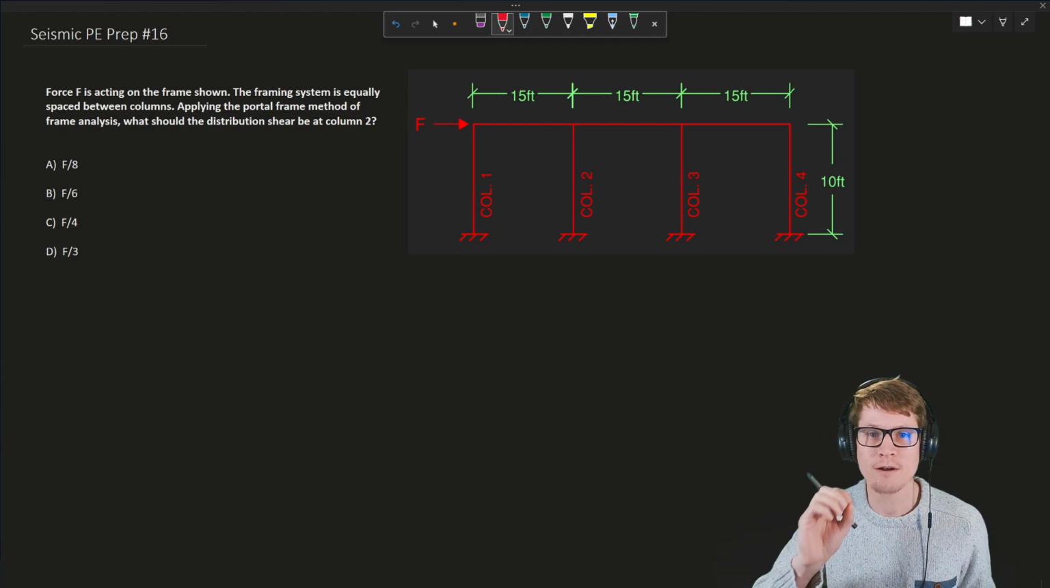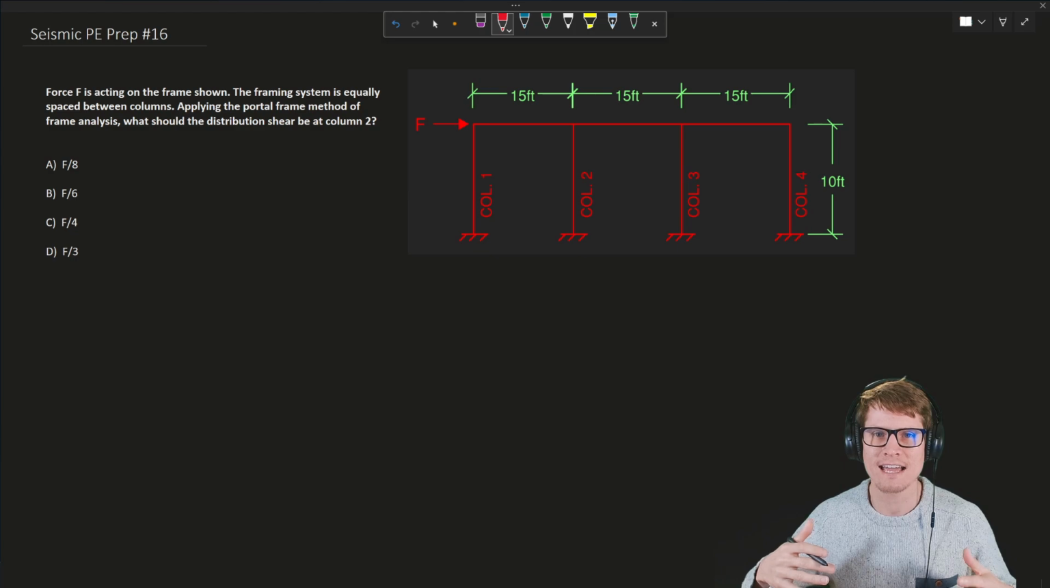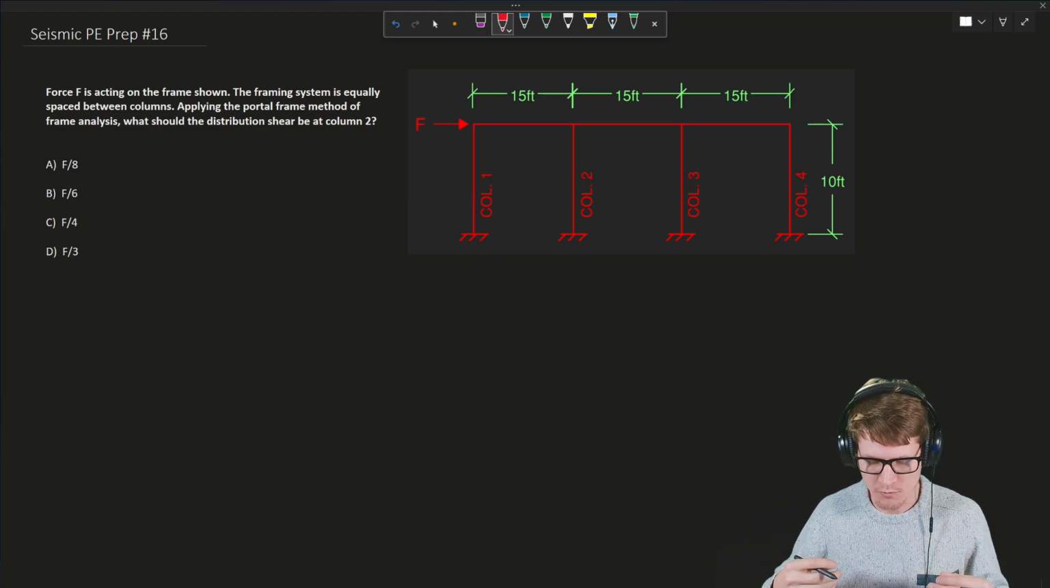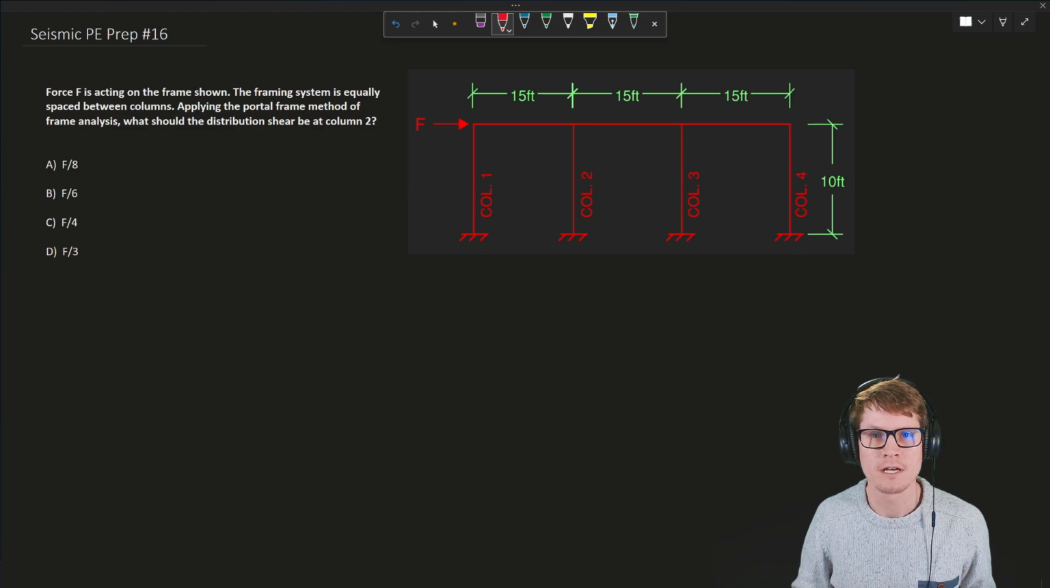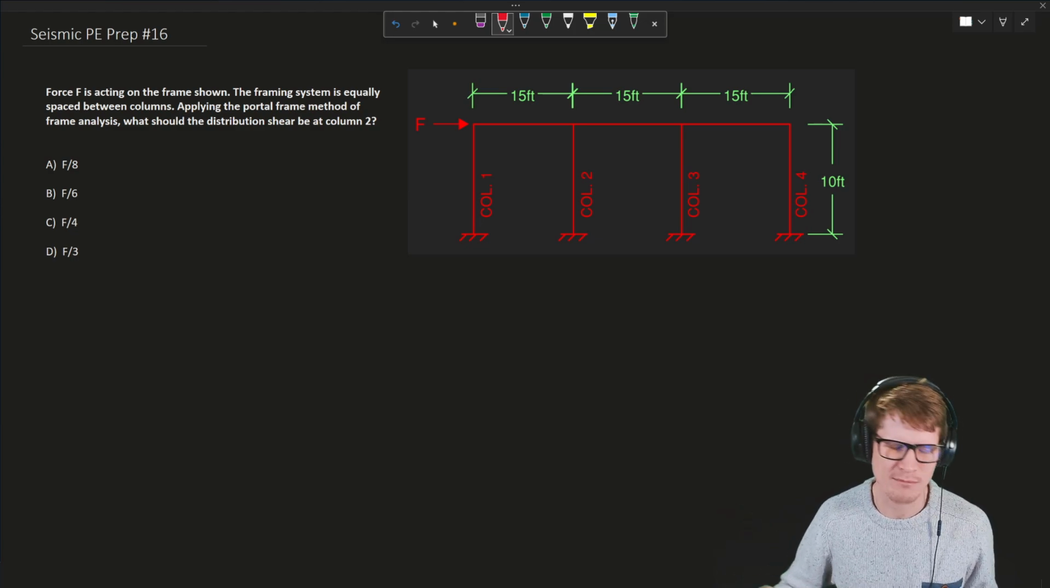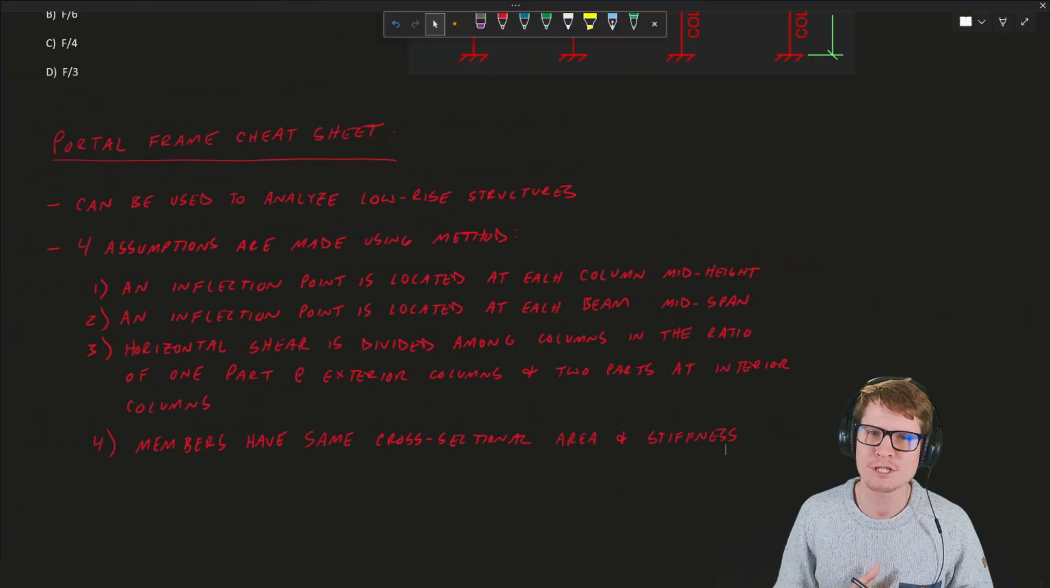However, I'm going to start by writing down some notes that I took as I studied for the SE exam to really in-depth understand the characteristics behind portal frame method. So let's jot those down. I think they'll be beneficial for you, and then let's knock out this problem. Let's call it a portal frame cheat sheet, if you will.